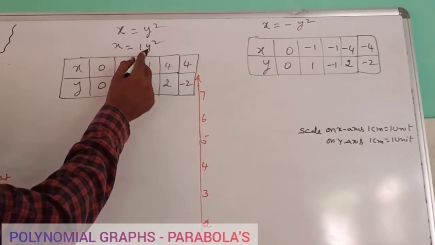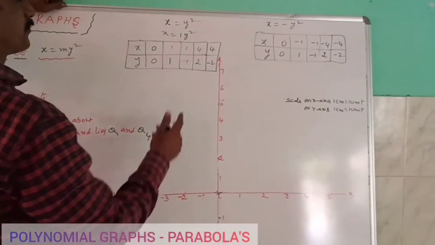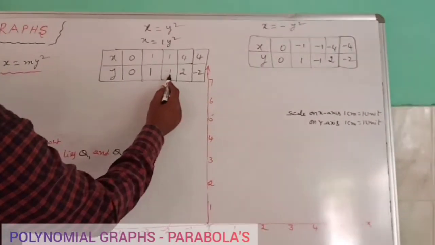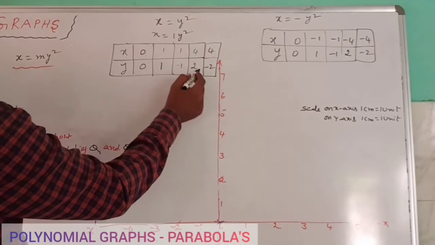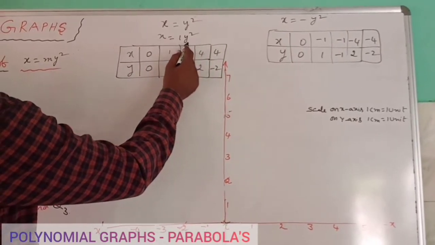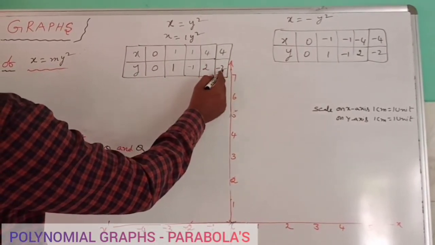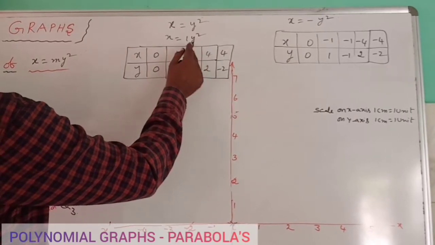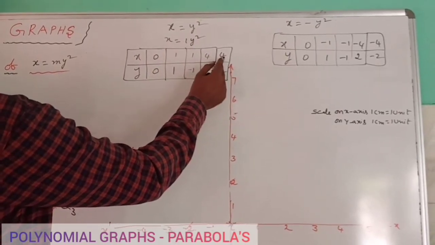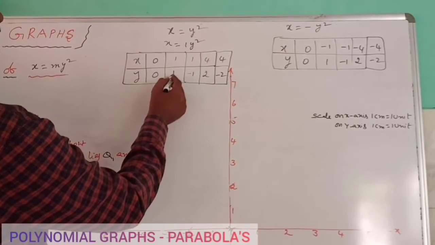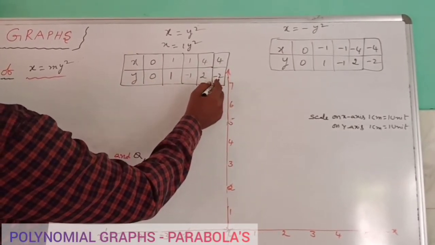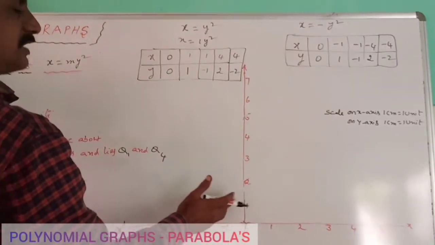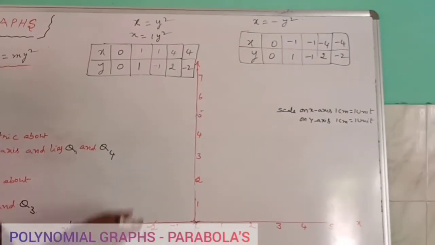Here we take the y values. Y equal to minus 1, minus 1 whole square means plus 1. Y equal to 2, 2 square equal to 4. And y equal to minus 2, minus 2 whole square means plus 4. So these values are 0, 0; 1, 1; 1, minus 1; 4, 2; and 4, minus 2. These points are plotted on the graph sheet and joined into a smooth curve.